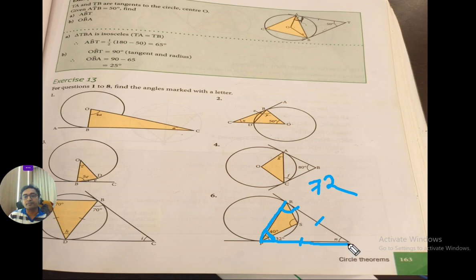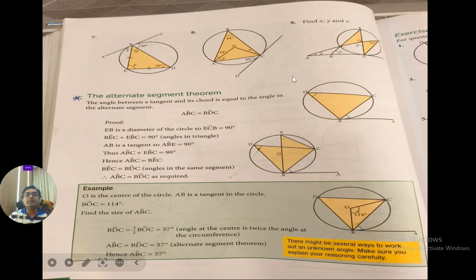This bigger one. Okay. This is 72. This is 72. So 72 plus 72 plus n is equal to 180 degree. So 180 minus 144, n is 36 degree. Okay. Next, we are going to the next part. Next part, question number 7.